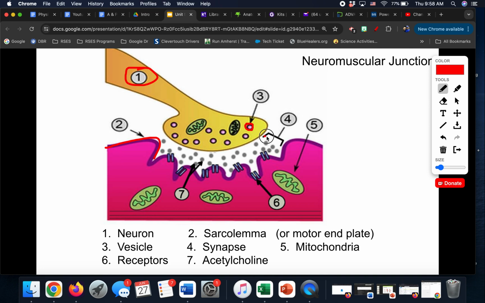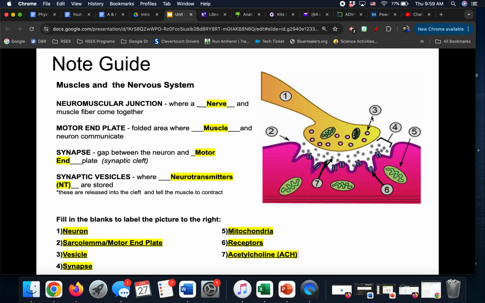Four, the space between the neuron and the muscle cell. That is called the synapse. Five, hopefully you remember that shape from biology. That's the mitochondria. Lots of those in muscle cells because they make ATP, which the cell needs for energy. Six here, receptors. These are going to receive what the vesicles release into the synapse. And seven, these neurotransmitters specifically in the neuromuscular junction are going to be something called acetylcholine, or ACH. So go ahead, pause while you get all that into your notes.